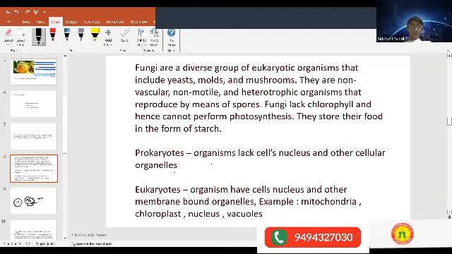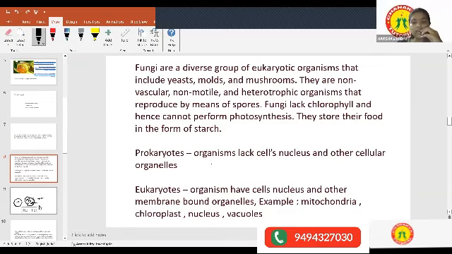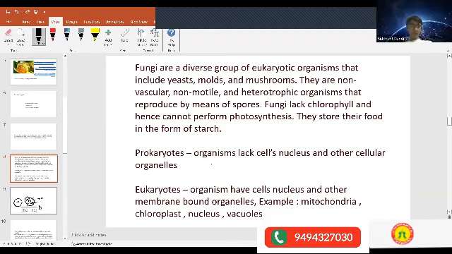Ma'am, now what is mitochondria? Mitochondria is the powerhouse of the cell. It is one of the cellular organelles of a plant cell, human cell, animal cell, every cell. It is going to give power to the cell. It is called the powerhouse of the cell.